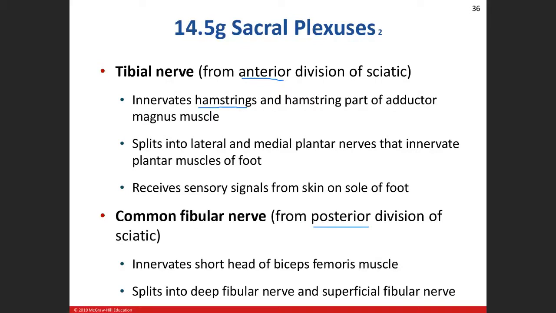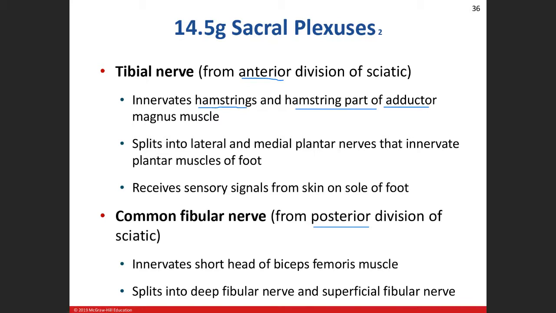So it's going to innervate the hamstring muscles. The adductor magnus muscle has an actual hamstring part, because if you notice, the adductor magnus is on the posterior portion of the medial or inside of your thigh, and that helps to contribute. Its main action is adduction of the thigh, but it also has a flexor component for the leg too.